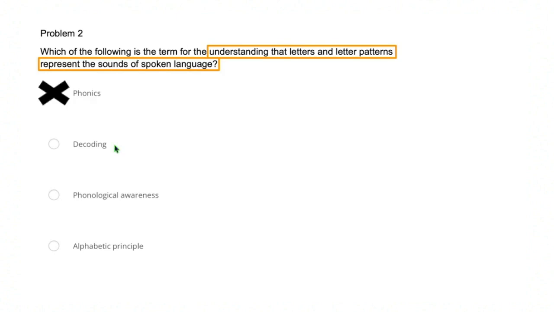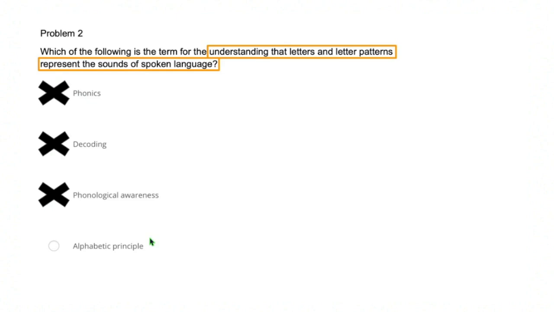Decoding refers to sounding out words based on their spelling patterns. So decoding isn't the understanding that letters and letter patterns represent the sounds of spoken language. It's just using the understanding to actually decode and read words. So that one's not quite right either. Our next option, phonological awareness, that refers to recognizing and manipulating sounds in spoken words, things like syllables, blending, and rhymes. So that one doesn't refer to the understanding that letters and letter patterns represent the sounds of spoken language either. Our last option is the alphabetic principle.